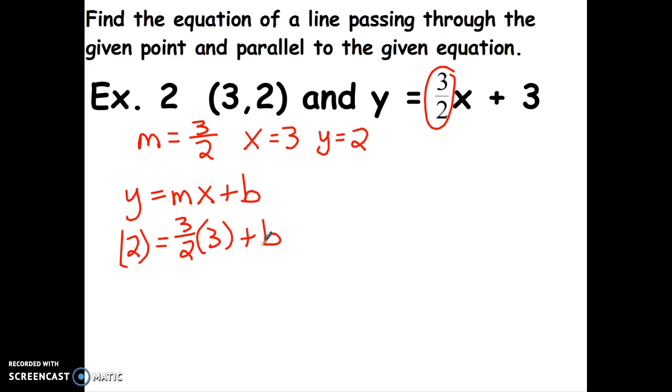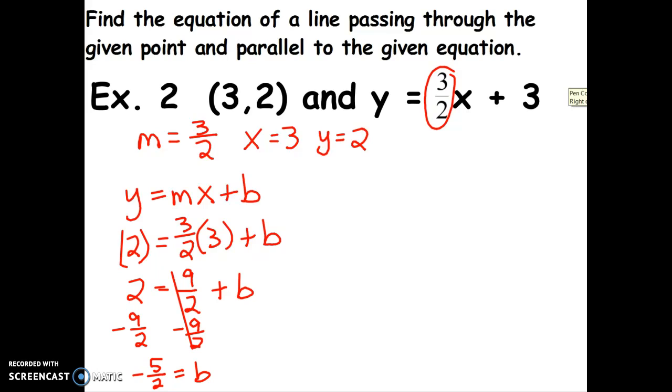Okay, now in order to solve this for b, we need to go ahead and simplify multiplication here. So you can just put this in your calculator if it makes you nervous. It shouldn't though. But 3/2 times 3 is just going to give us 9/2. I do want you to leave everything as a fraction. Now we need to get b by itself, so we're going to subtract 9/2 on both sides. And when you put this in your calculator, 2 minus 9/2 equals -5/2. So b equals -5/2.